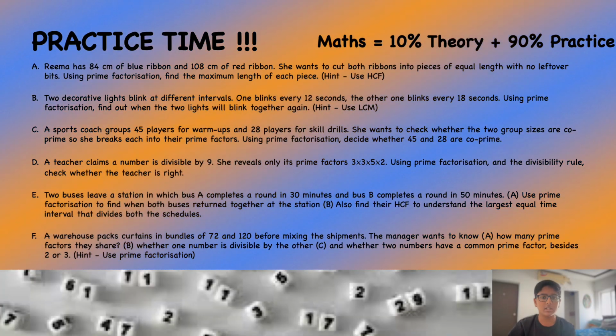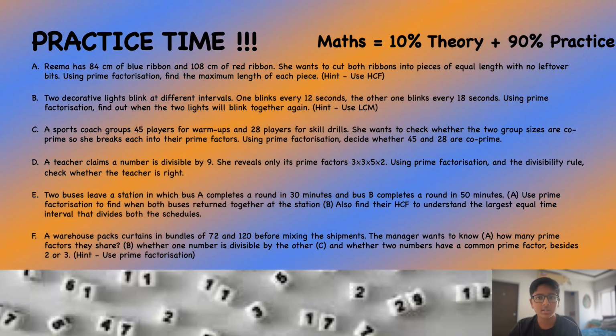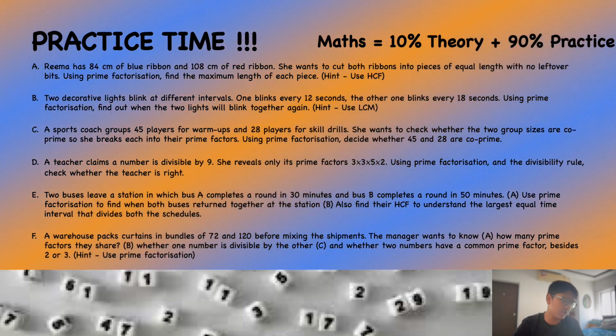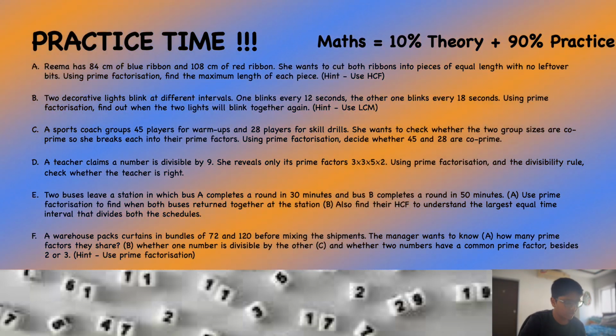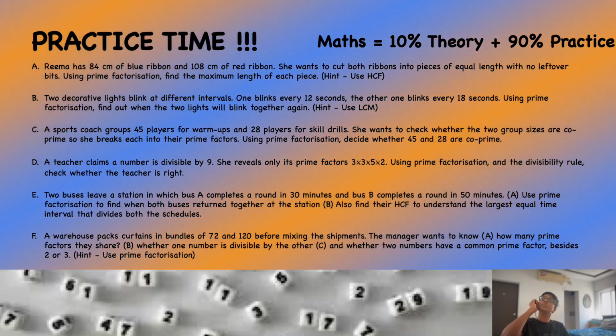Now let's practice what we have learned. Rima has 84 centimeters of blue ribbon and 108 centimeters of red ribbon. Same question, but we have to use prime factorization. So what is 84? 84 is 2 into 2 into 3 into 7. 108 is 2 into 2 into, what is 108 by 4?